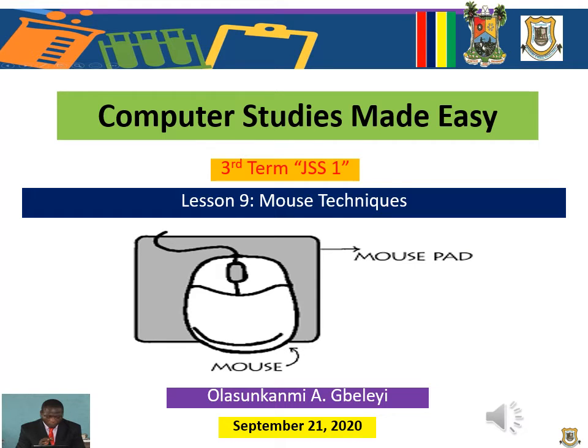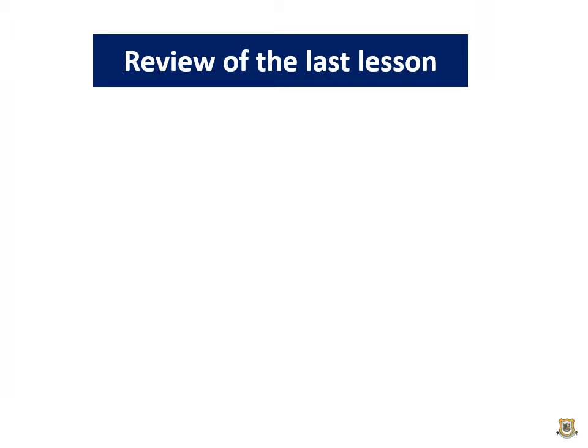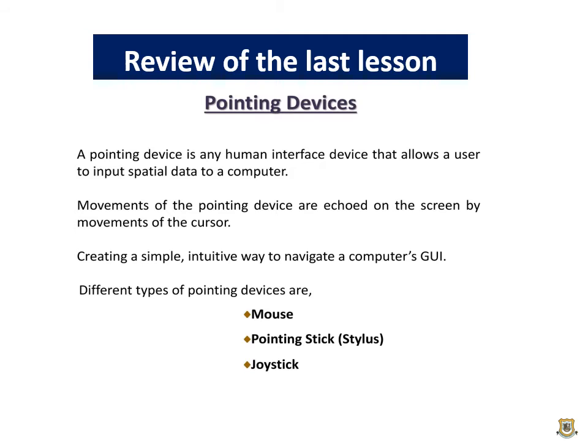Yes, as we said, going into the topic properly, today is our lesson 9 and we will be talking about mouse techniques. In our review of last lesson, we looked at pointing devices, even from the word pointing, as if you are pointing to your friends. And we mentioned the different types of pointing devices, which are mouse, pointing stick like stylus, and joystick.